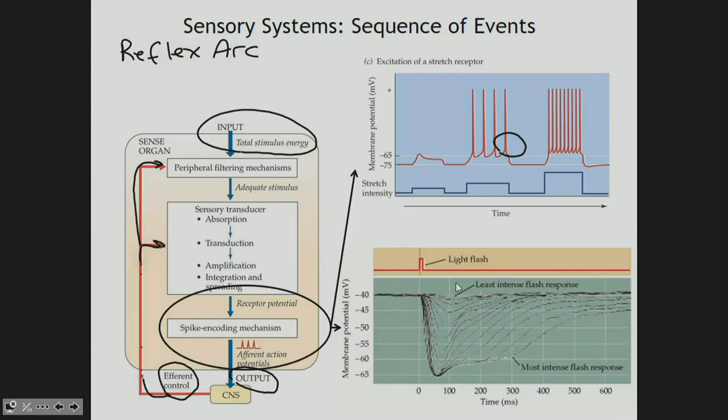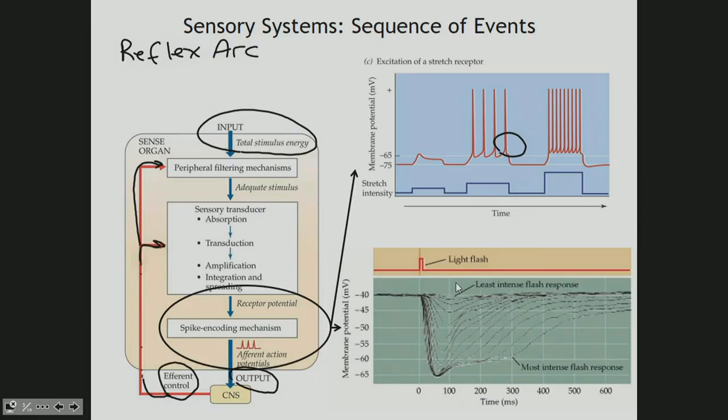And so if we look up here, this is the excitation of a stretch receptor in a muscle. So when you stretch a muscle, think about it this way. If you stretch your arm out, you can feel that your arm is stretching. Give it a try. Stretch your arm out. Now lift it up and up and up and up. You can feel that your muscle is stretching, right? You can feel that it's stretching. Then bring it down. It doesn't feel that it's stretching anymore, right?